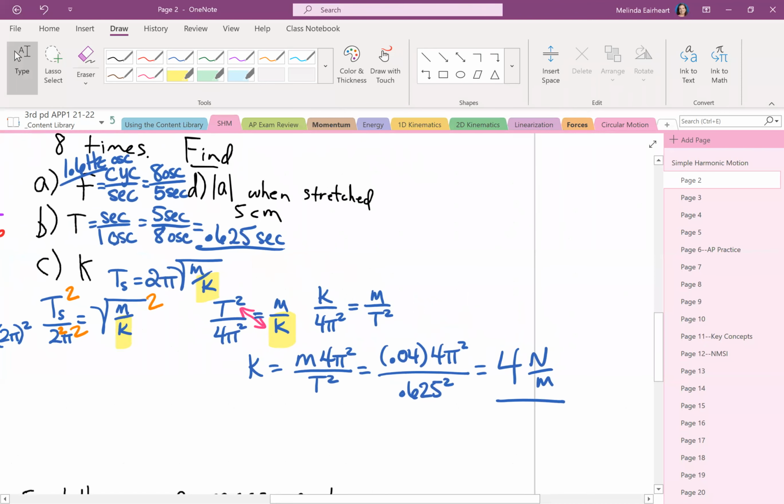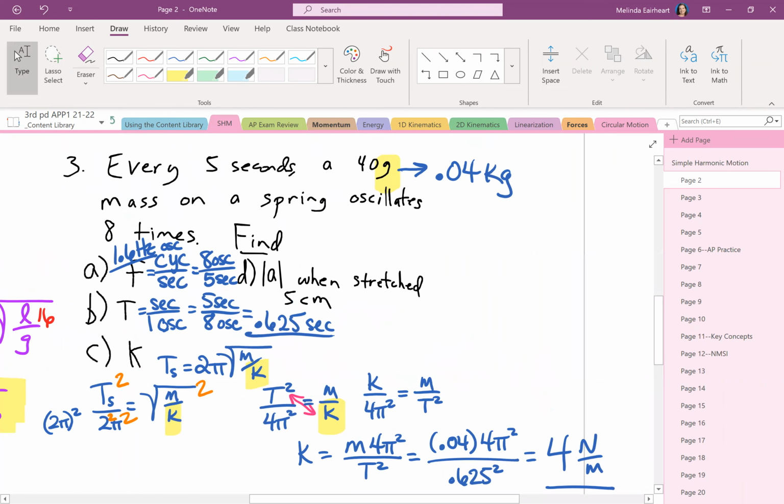Be careful. And then last one here, find a, the magnitude of the acceleration when it's stretched 5 centimeters. And so we know the stretch distance. Now we know the spring constant, and we're looking for acceleration. And so it's not necessarily a max. We don't know if this 5 centimeters is a maximum stretch or not. But at this point, what can we do to get that acceleration?